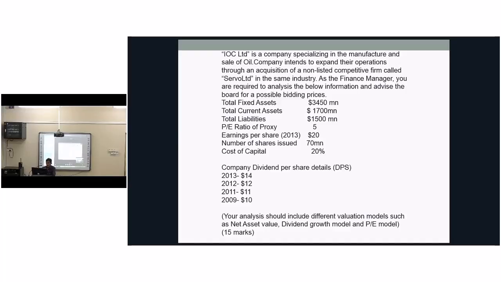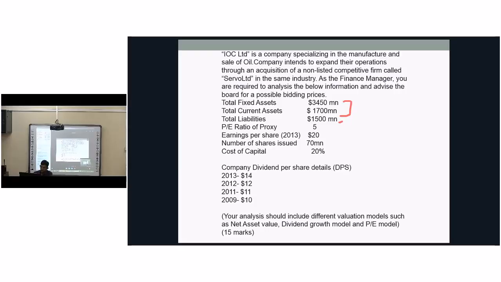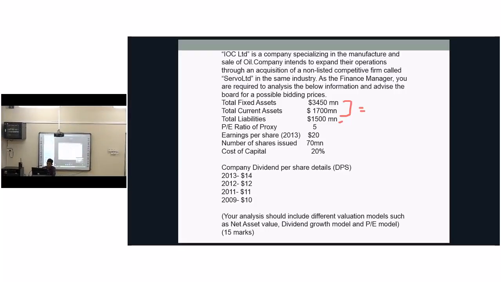So the net asset value: total fixed assets is 3450, total current assets is 1700. You can take the total assets of the business and deduct the total liabilities. What is the net asset value, please? You will get 3650 as your net asset value.